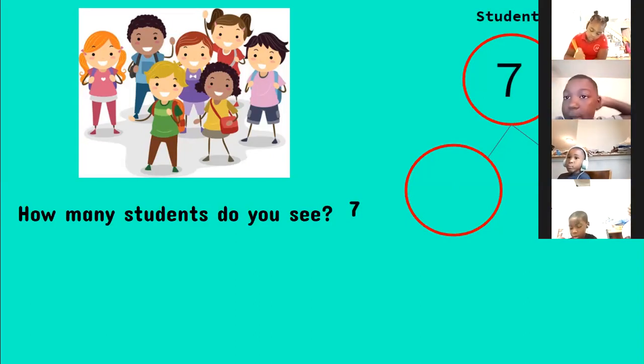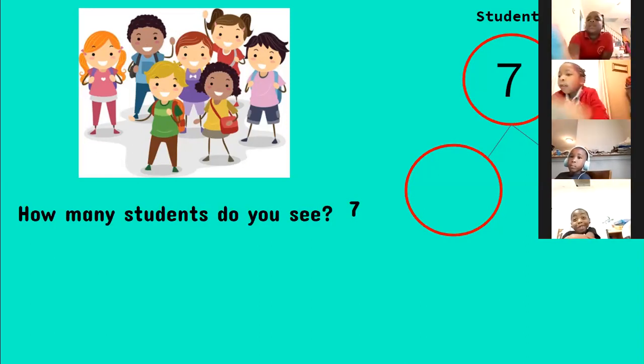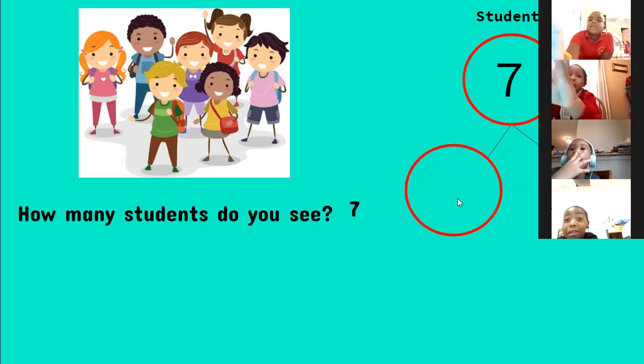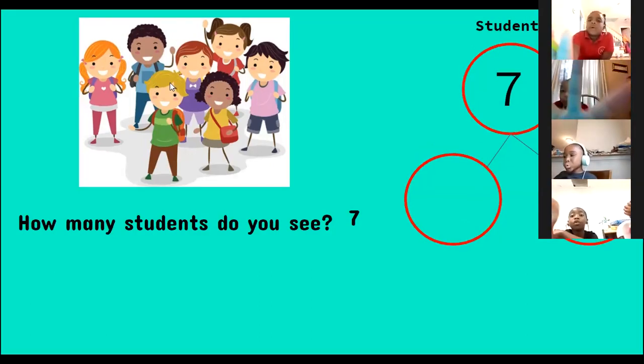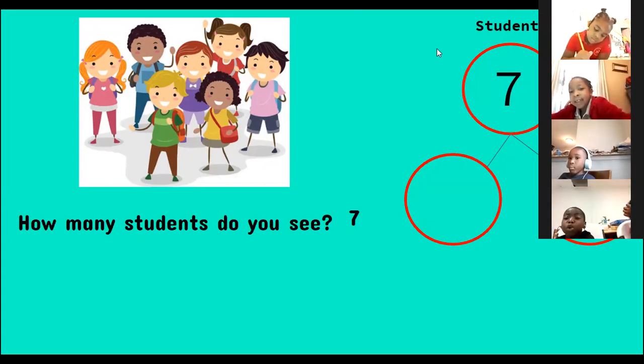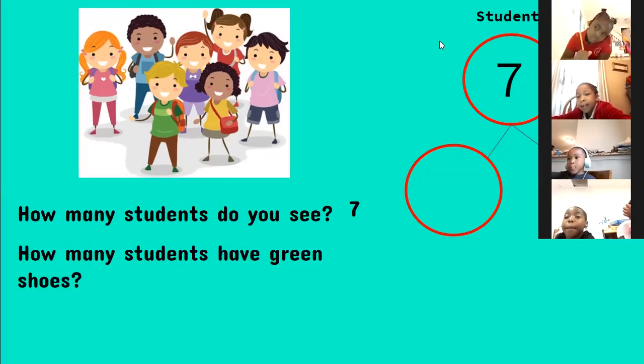So how many girls do we see? 4. We see 4 girls. Thank you. Put yourself back on mute. And Maisha, how many boys do we see? 3. You see 3 boys. Yes.